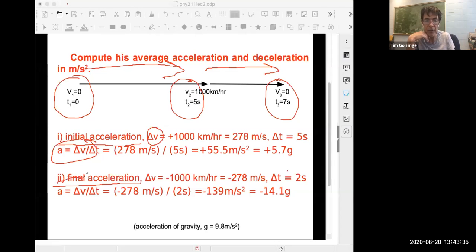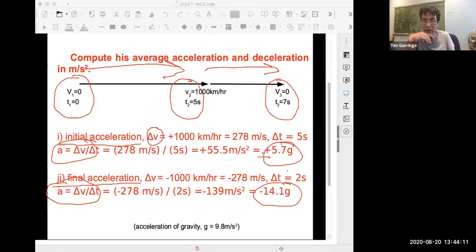And so then I go to the same little magic formula. Change in velocity divided by elapsed time. Change in velocity is minus 278 meters per second. The elapsed time is now not 5 seconds, but 2 seconds. You get minus 139 meters per second squared for the acceleration. And if you convert that into G's, units of accelerations of gravity, it comes out to be even larger. We had just under 6 Gs before. Now we've got just over 14 Gs.